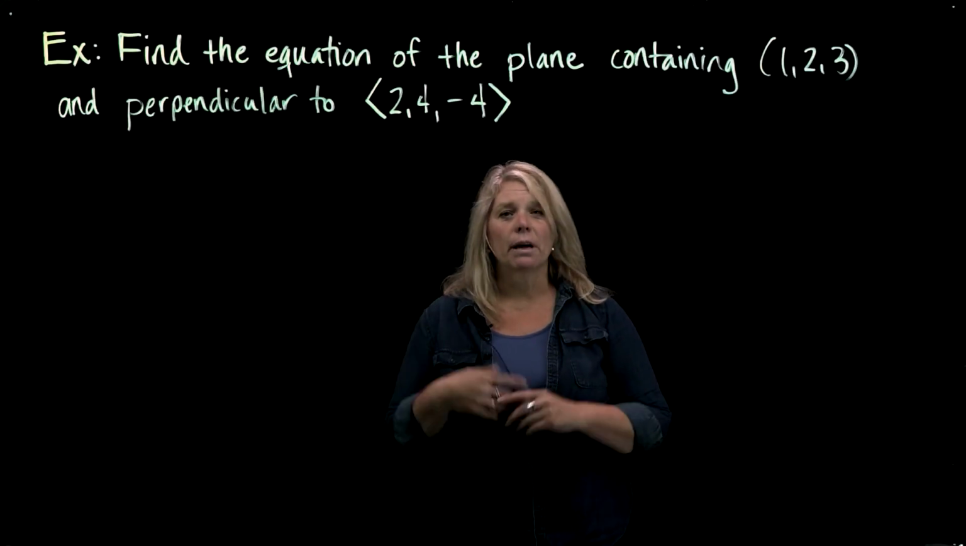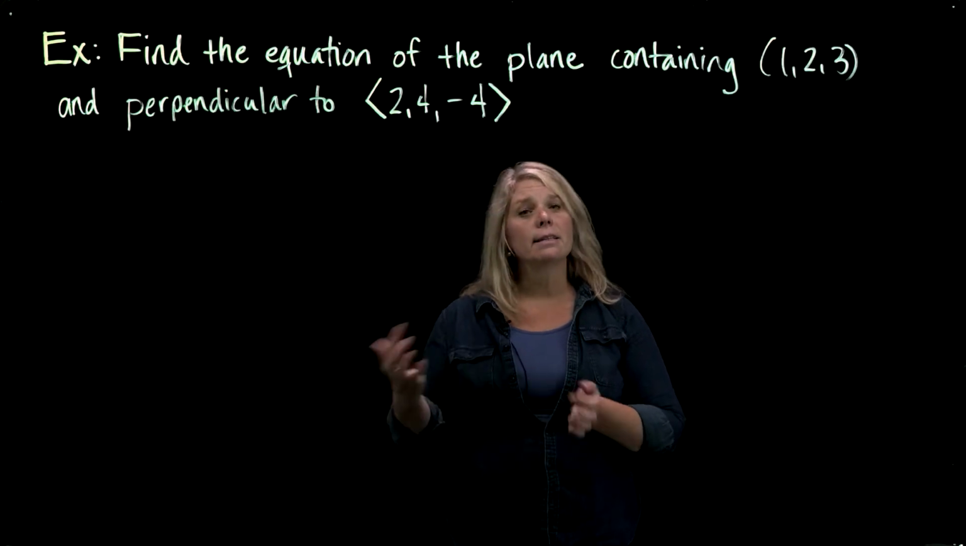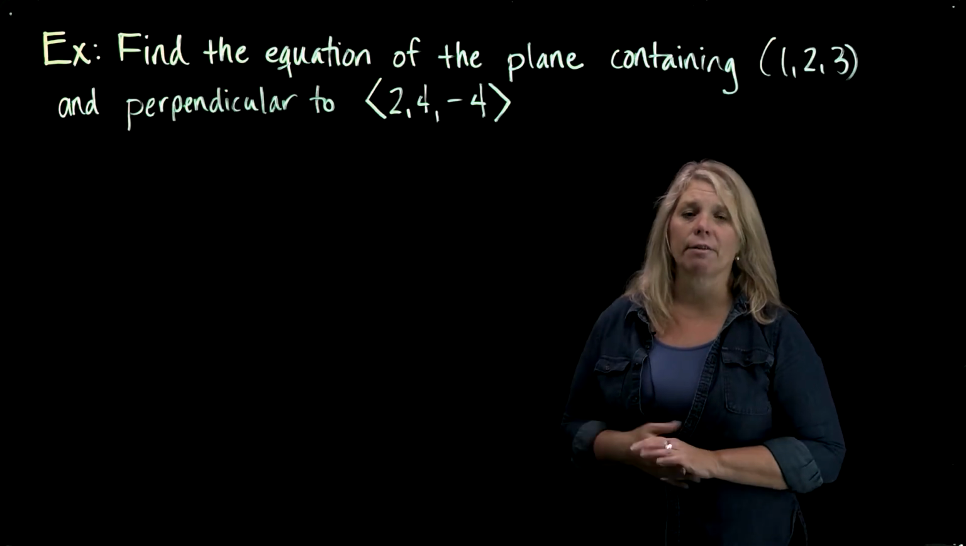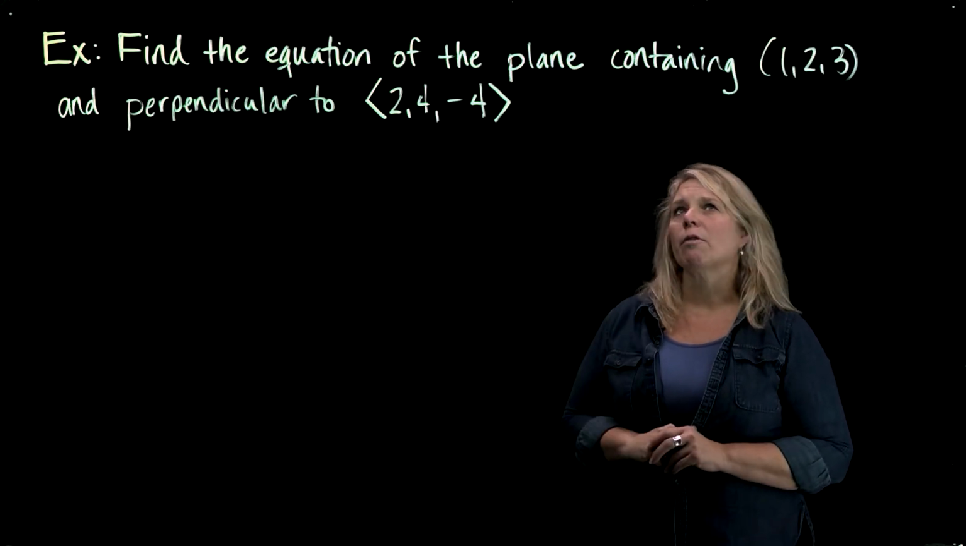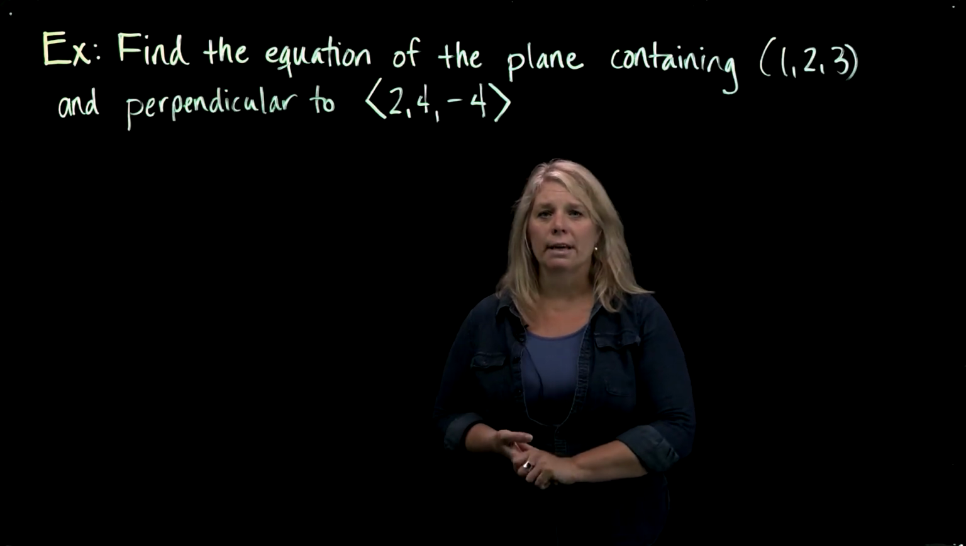All right, in this example, we're going to look at actually writing the equation of a plane given some information. This example is pretty straightforward, but I just want to point out a couple of things about writing your answer in different ways that the answer might be given. So we're supposed to find the equation of a plane containing a particular point, and the plane is perpendicular to this given vector.